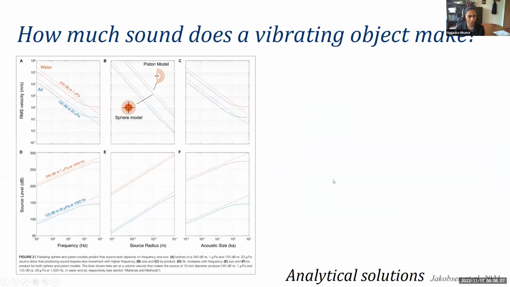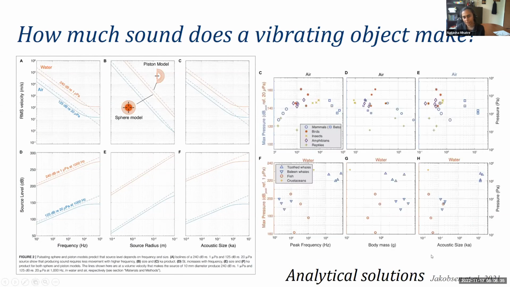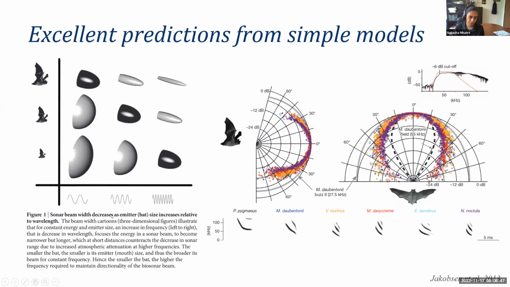But people have gone a long way with these kinds of really simple piston in an infinite baffle or vibrating sphere models, and they can use that to make really intelligent and educated guesses about how loud lots of different animals, like a huge range of animals, can be. And you can even make very specific predictions about, say, how loud a bat will be and what its sonar beam will be. You can get really good expectations which you can verify against data, and you can get a paper into Nature, for instance, using this kind of model.